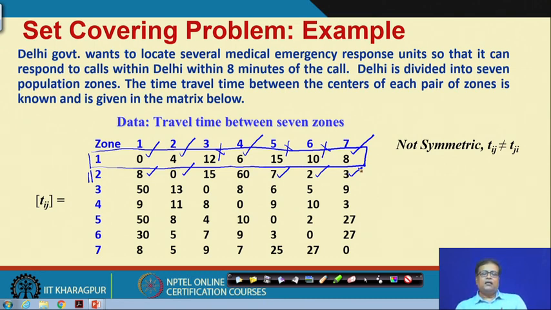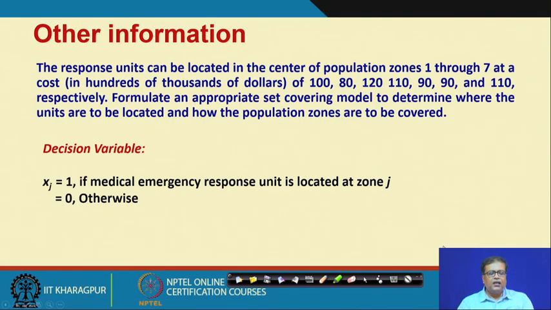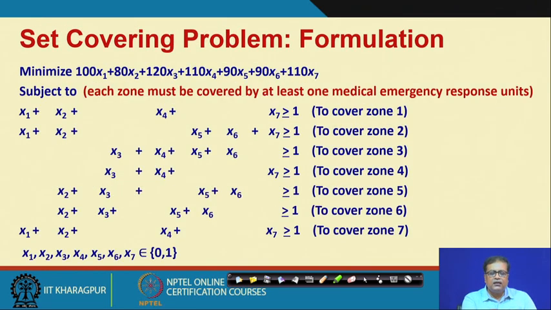The essential idea is where to locate these emergency response units, so that all the zones could be covered within 8 minutes. That is the idea. So, it is a kind of facility location problem, but it should cover the entire set. That is the essential idea, right. So, now let us look at what happens further, that xj equals 1 if a medical emergency response unit is located at zone j and 0 otherwise. So, look here, that is how the set covering problem can be formulated.